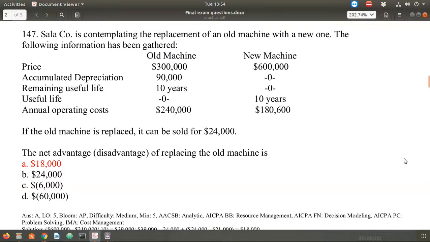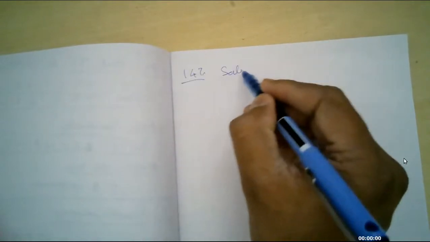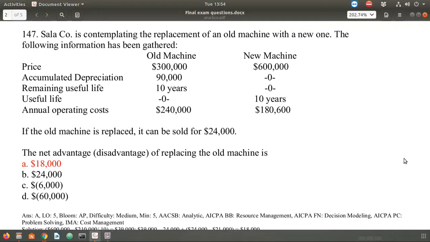Replacement of old machine with new one. Okay, so Salako, let's do this question. The following information is being gathered. I will not write down the same information once again in the book, but I will keep referring to this. The question we are now working on is 147, Salako. What is the net advantage or disadvantage of replacing the old machine? Okay, so let us try to solve this.